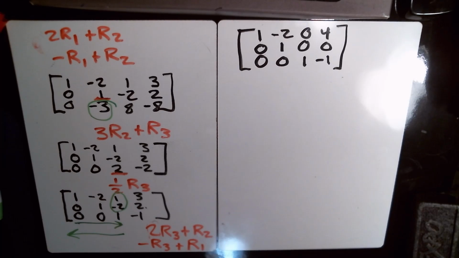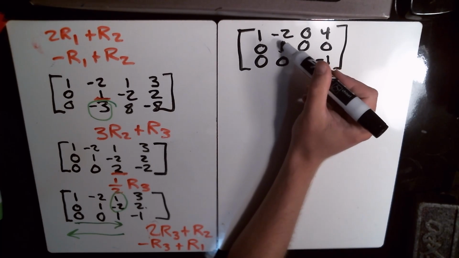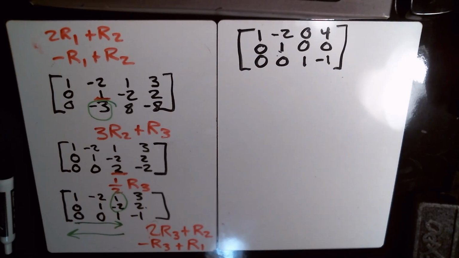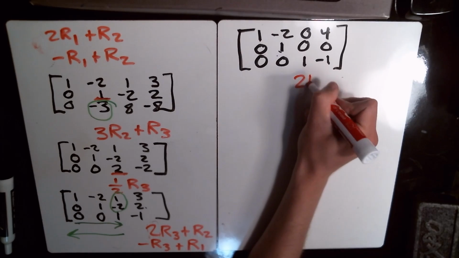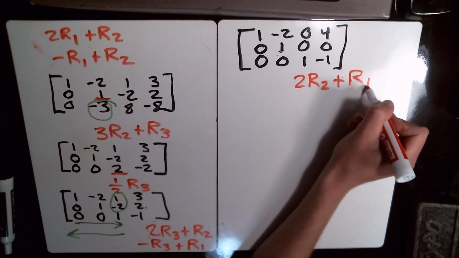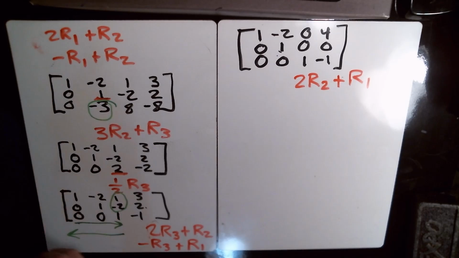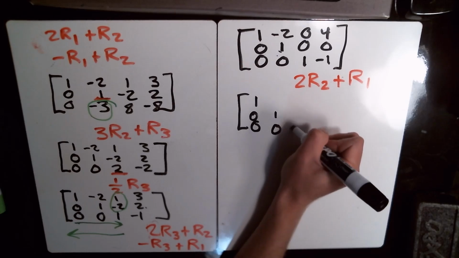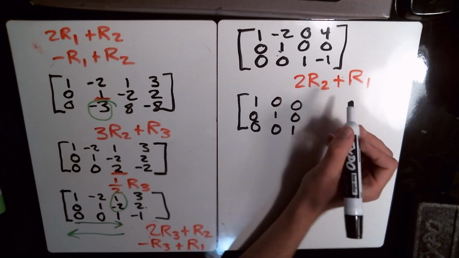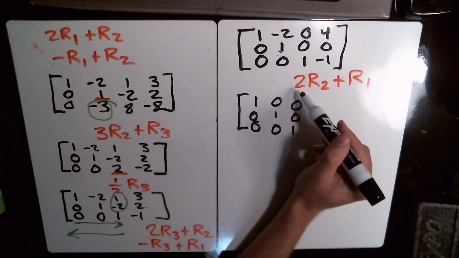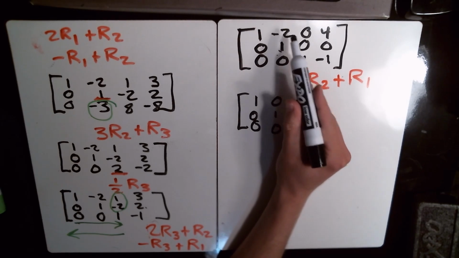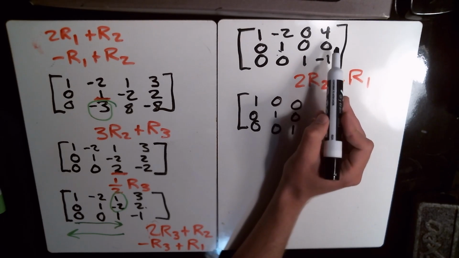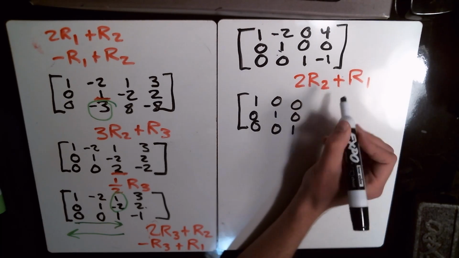Okay, so we're getting really close. Now I just use this 1 here to get rid of the number above it. So I'm going to do 2 times row 2, and we're going to add it up to row 1. Well, 2 times this added up there will be 0, right? 2 times this is 0, plus 0 is 0. 2 times 0 is 0, plus 4 is 4.